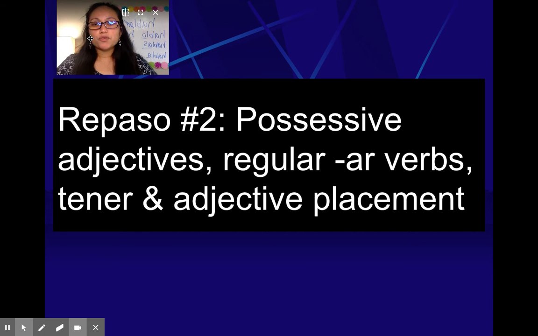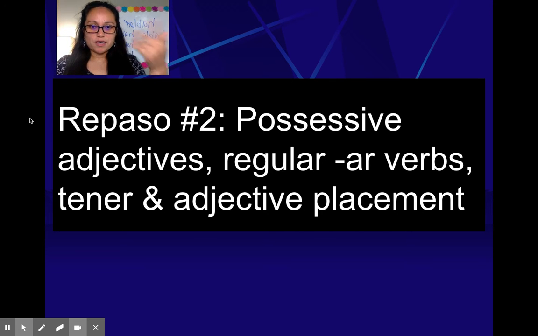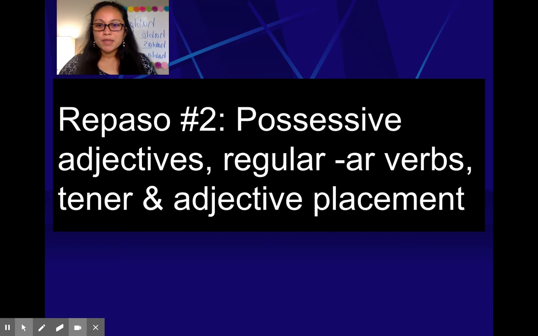But so for today, it's just Apuntes. We're just doing some notes para repaso for review. Also, I'm not really good at looking at the camera, so don't make fun of me.